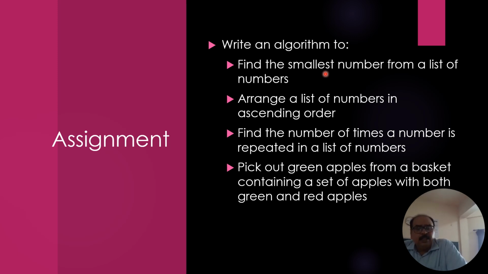And the last algorithm that you need to do is about, you have a basket which contains both red and green apples. You need to write an algorithm in such a way that you are picking up only the red apples. What are the steps you will do? The problem is very clear. You need to bring out the red apples from a mixture of both red and green apples. Can you all do this? Can you write the algorithms for this?